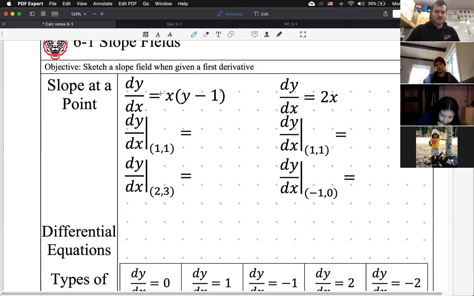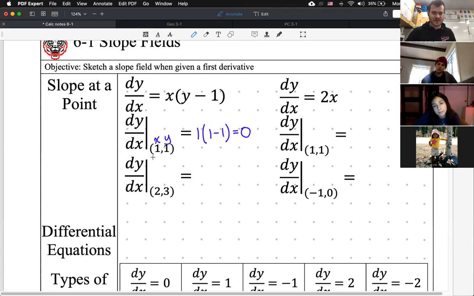What happens? Well, you literally just plug in the x coordinate is 1, the y coordinate is 1 into this equation, and you get the following. You get 1 times the quantity 1 minus 1, and that's equal to 0, which means the slope at this point, (1, 1), is 0. It's that simple.